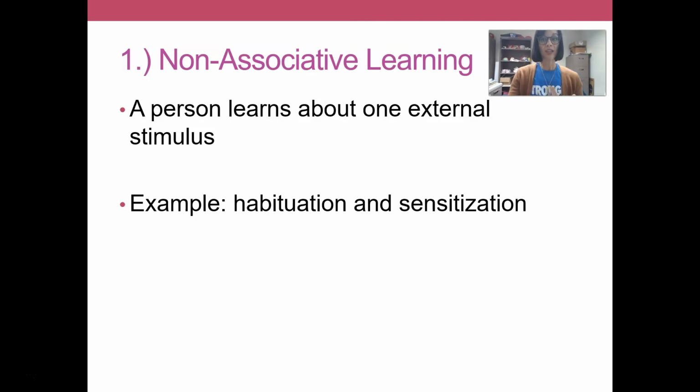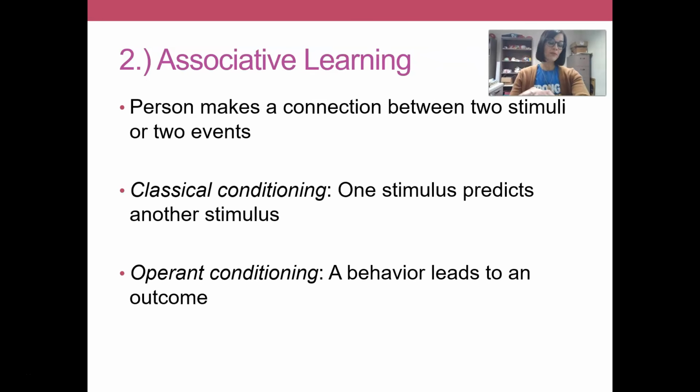Both of these are types of learning. They are temporary forms of learning, though. They are not meant to last forever, and your system will inevitably adapt. The next type of learning that we're going to talk about is associative learning. And in this instance, somebody is making a connection between two different stimuli or two different sorts of events.